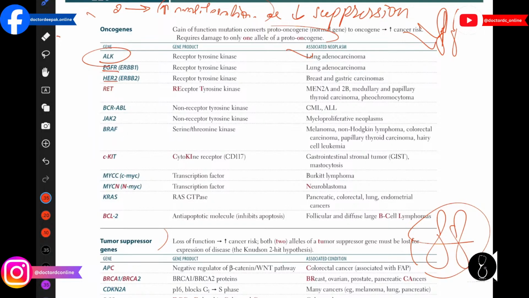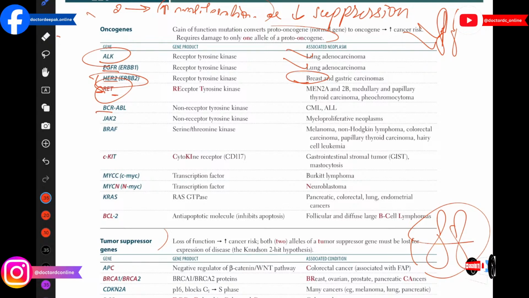Now, EGFR is the epidermal growth factor receptor that causes lung adenocarcinoma. HER2 is also a receptor, epidermal growth factor receptor 2, and its overexpression causes breast cancer. Then we have the RET gene, a tyrosine kinase receptor. RET, the red color, is a mnemonic from First Aid, okay?